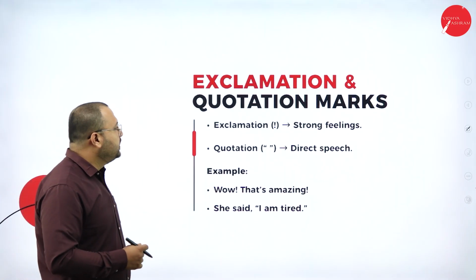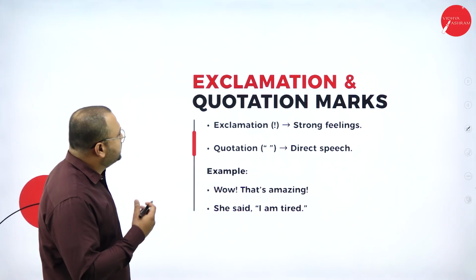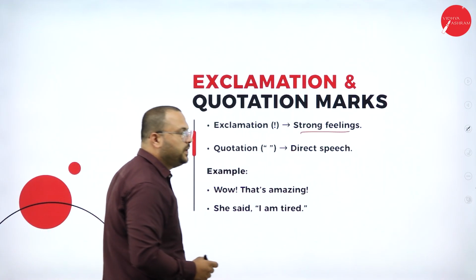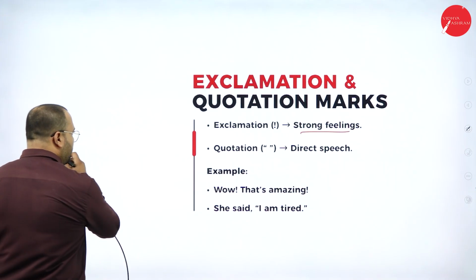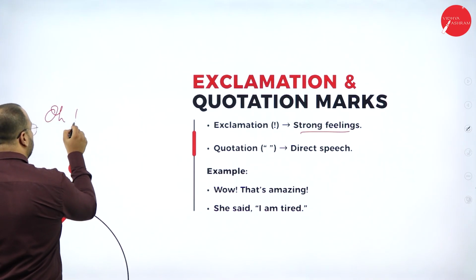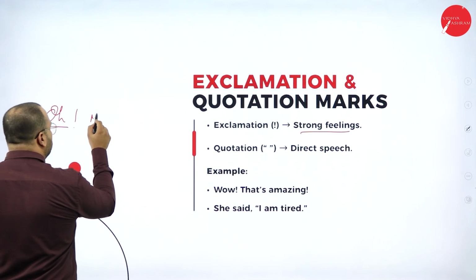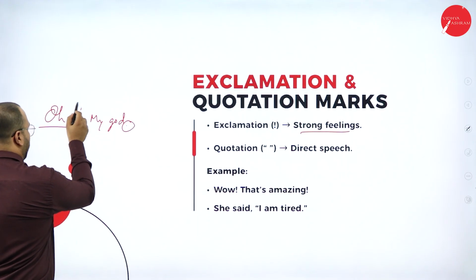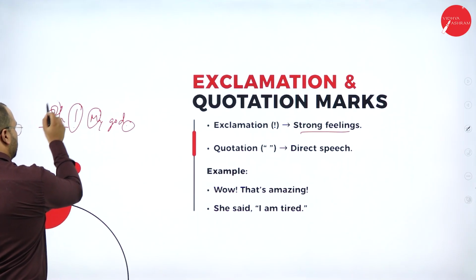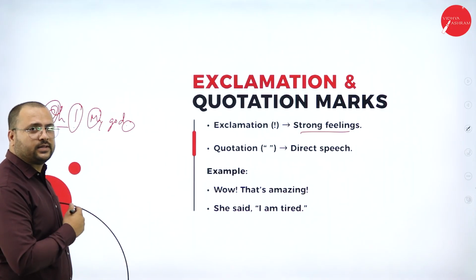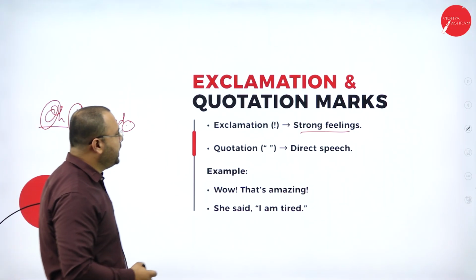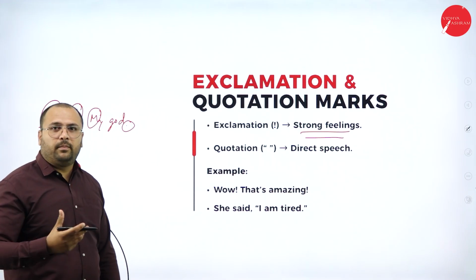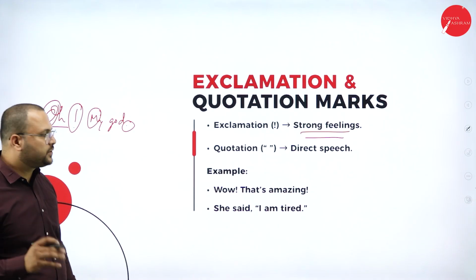Then some of the other punctuation marks are quotation mark, exclamation and quotation marks. Exclamation means strong feelings. When you express strong feelings, oh my God. Full stop, exclamatory, capitalization. This is how the sentence is written. So here, exclamation means strong feelings, expressing strong feelings. Oh, wow, alas, bravo. So these kinds of things, expression of strong feelings.